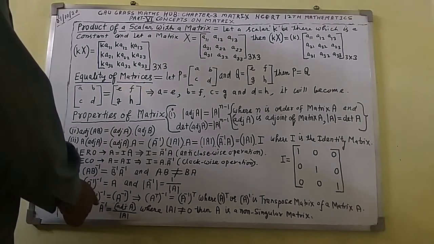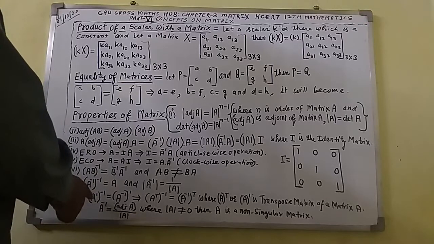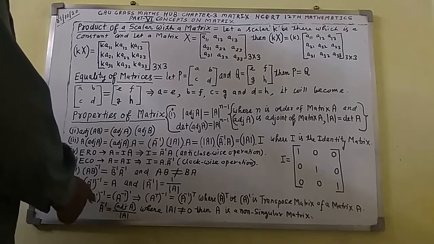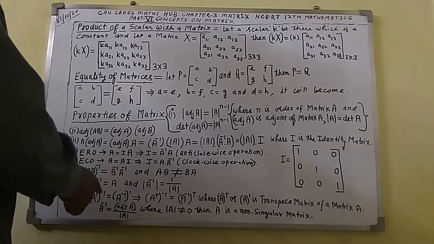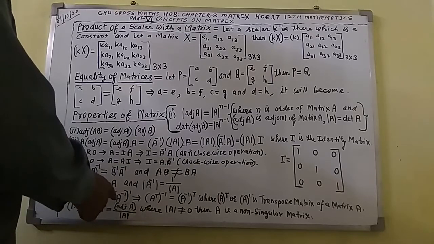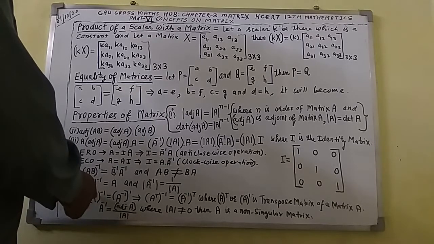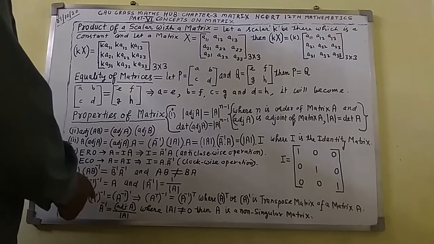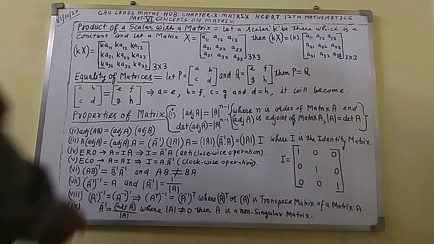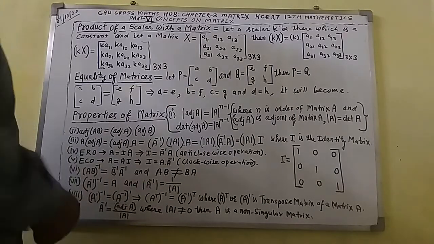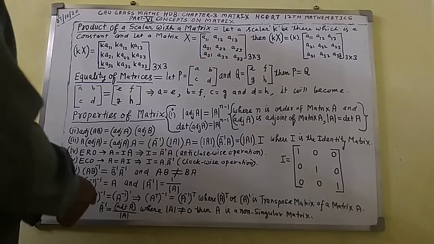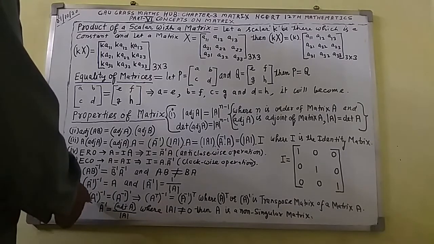Point number 8 here, (A dash) raised to power minus 1. Here A dash means transpose of matrix A, raised to power minus 1 equal to this one: transpose sign and minus 1 power sign, both will mutually be interchanged. So this minus 1 will come here at this place and this transpose sign will come here at this place. Mutual interchange will occur here. So here same thing I have written.